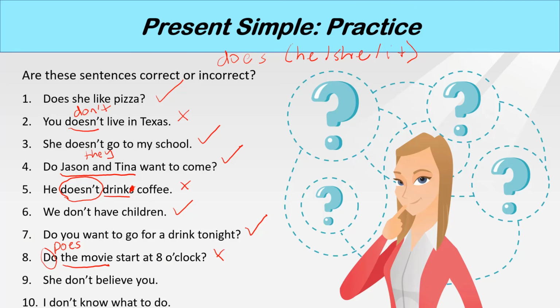Number 9 is incorrect. We have she, and we don't say she don't believe you. We say she doesn't believe you. And number 10 is correct. Okay? So you can let me know in the comment section how many you got correct out of 10.